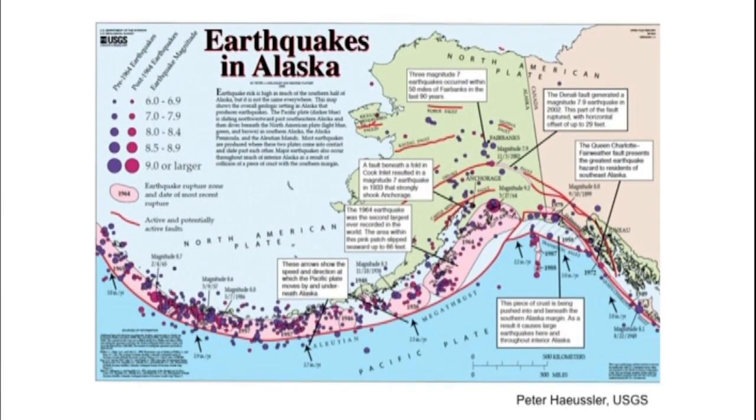And even though most of these earthquakes are associated with the boundary between the Pacific and North America plate, there are earthquakes throughout all of Alaska. And even within Fairbanks, there have been three magnitude 7 earthquakes in the past 100 years. So pretty much every part of Alaska is prone to sizable earthquakes.